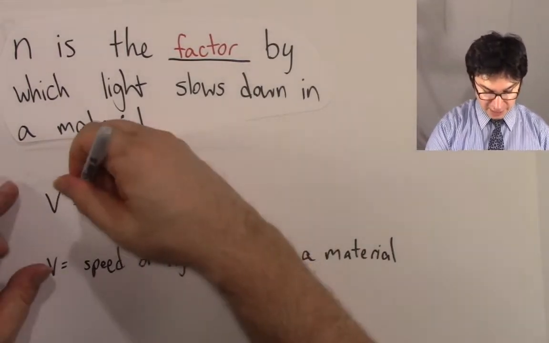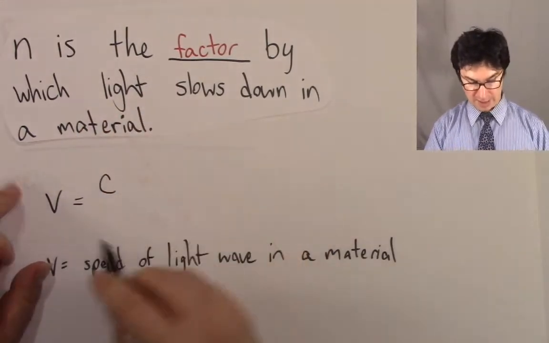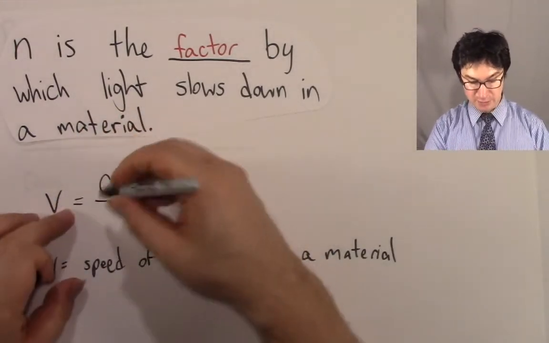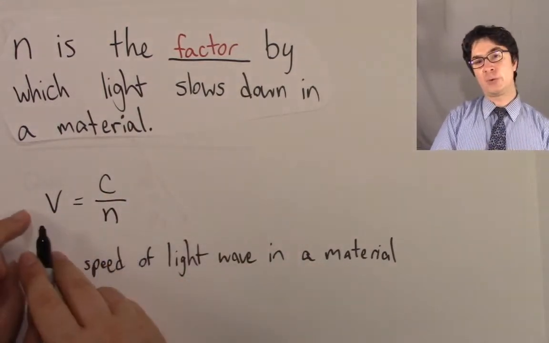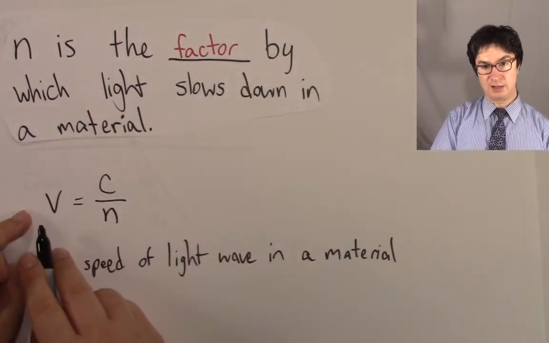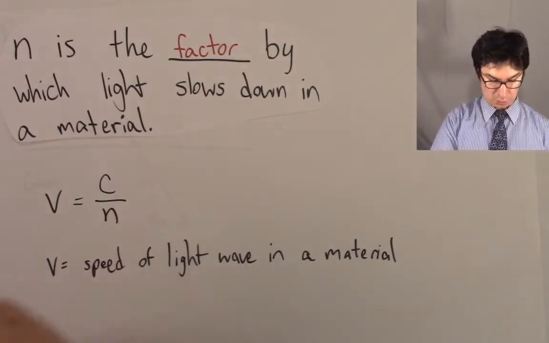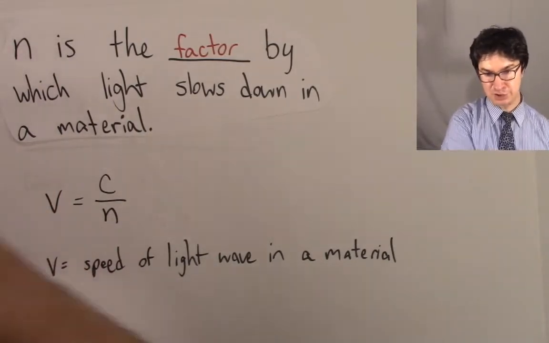The speed of light in a vacuum is C, okay? But if you take the speed of light in a vacuum and divide it by the index of refraction N, that will give you the speed of light in the material, okay? So once again, we see that inverse relationship.